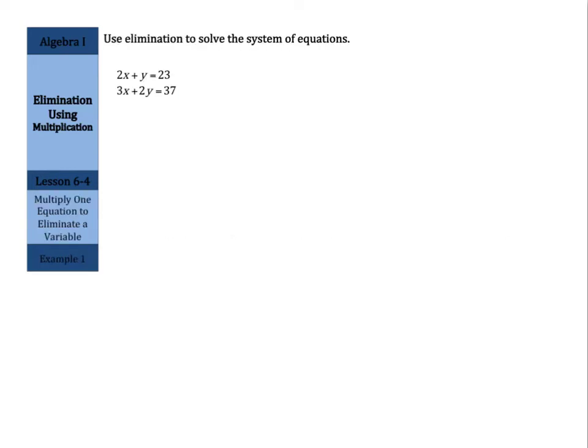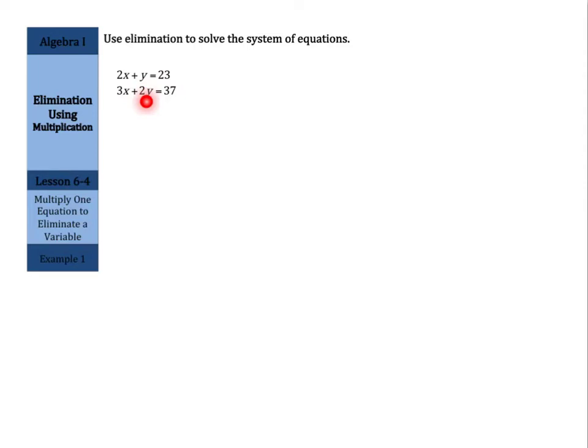Here we have 2x plus y equals 23, and 3x plus 2y equals 37. Now there's a couple different options here in how to solve this. We need to either get our x's or our y's as opposite terms, so one of the two will cancel out. And as I look here, I have a 2 and a 3, and I have a 1 and a 2. I think the y's are going to be easier to eliminate.